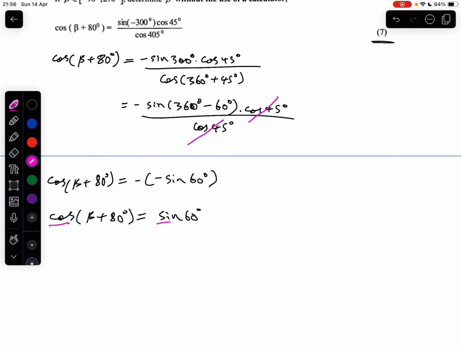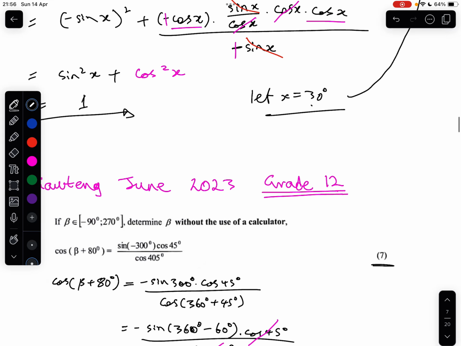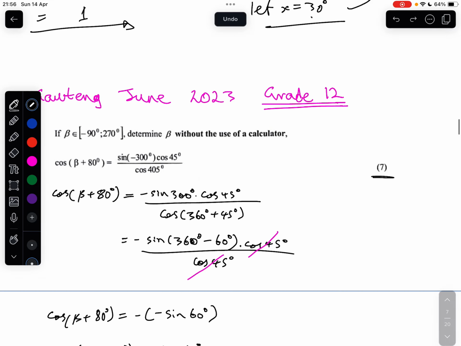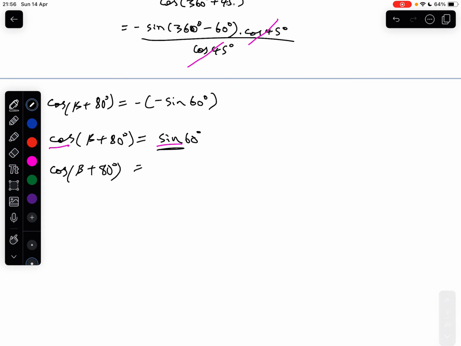We need to convert this to cos so that we can then be able to find the general solution, and then use those general solutions to find the values that are within this range. So we need to convert this to cos, and that's going to be 60 degrees is equivalent to what, 90 degrees minus 30 degrees, right? So I'm going to rewrite 60 degrees as 90 minus 30. Okay, cos beta plus 80 degrees equals to, now what does this reduce to?